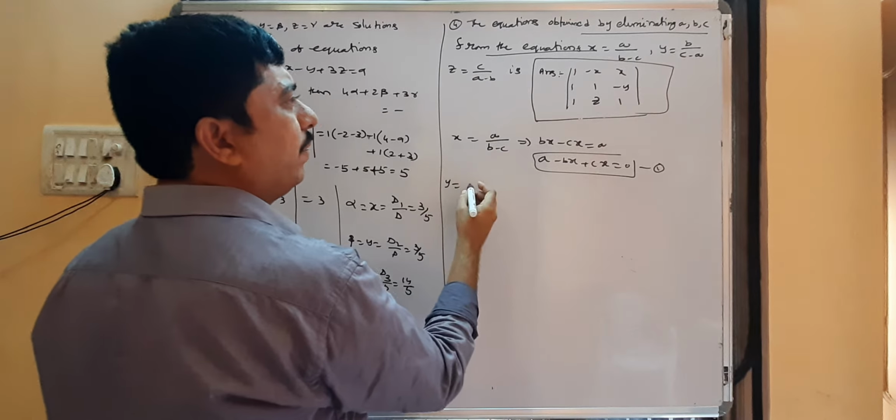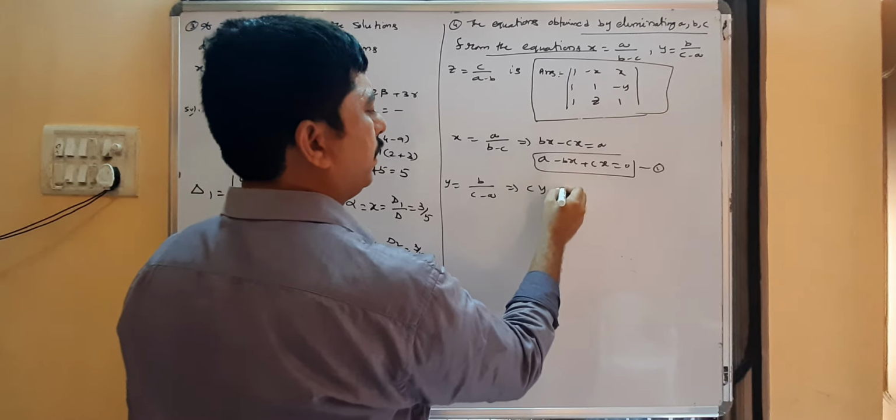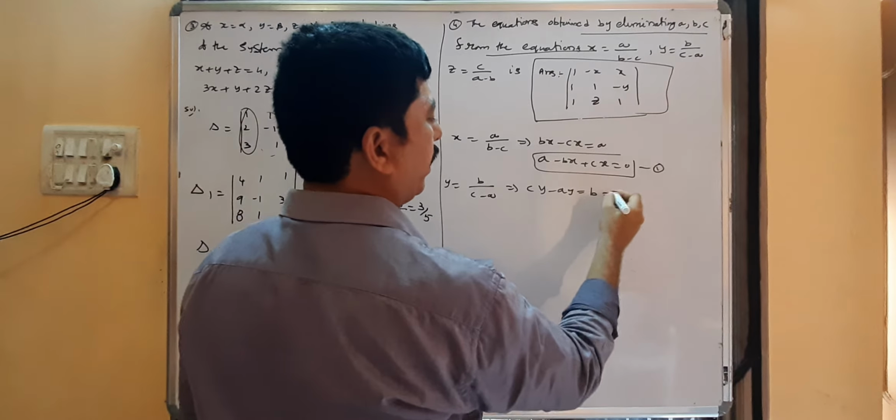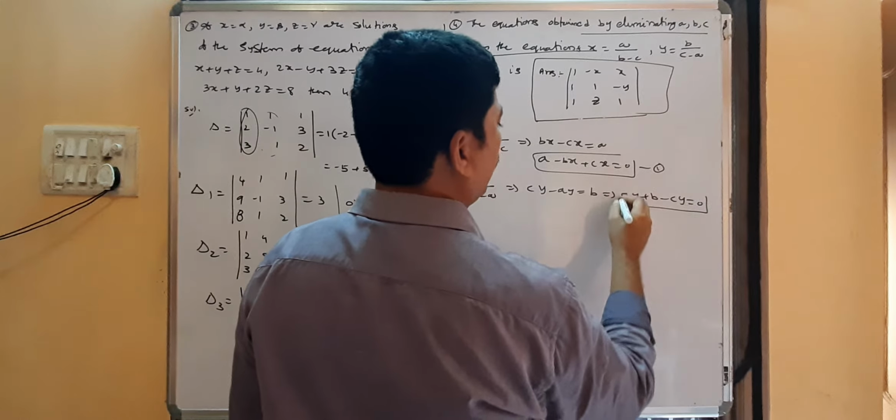Next, y is given as b by c minus a. Cross multiply, we get cy minus ay equal to b. Taking the right-hand side across, ay plus b minus cy equal to 0. This is the second one.